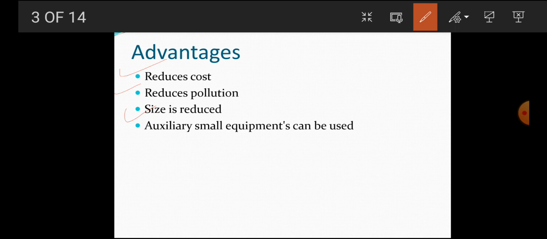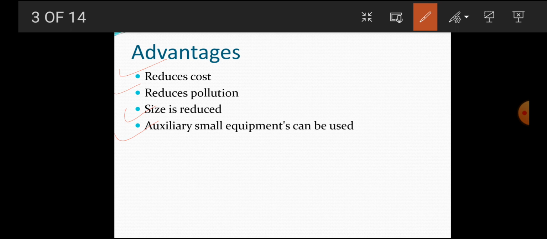Then fourth, other equipment can be used in parallel with the main equipment, so other small auxiliary equipment can run without any input of fuel. This is the best usage: whatever power you are saving by recovering the heat, you can utilize for operating additional auxiliary equipment. So that is the advantage of recovering the waste heat.